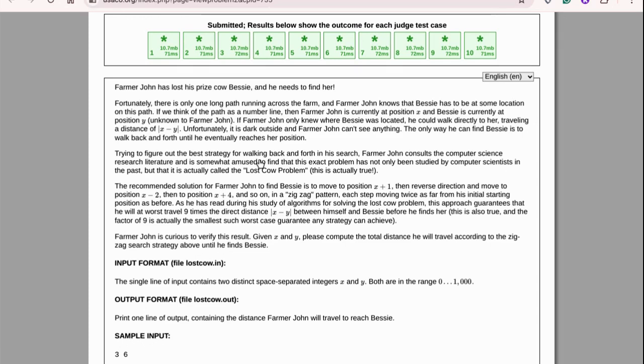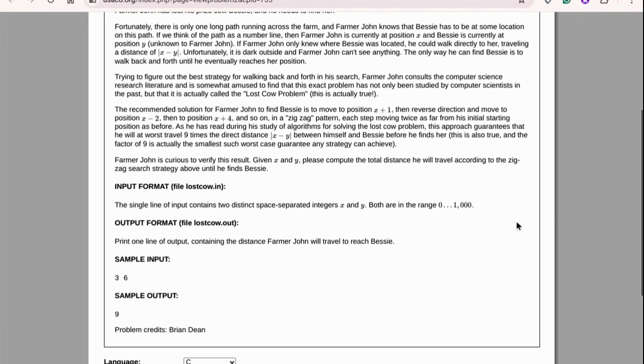Trying to figure out the best strategy for walking back and forth in his search, Farmer John consults the computer science research literature and is somewhat amused to find that this exact problem has not only been studied by computer scientists in the past, but is actually called the Lost Cow problem. The recommended solution for Farmer John to find Bessie is to move to position X plus 1, then reverse direction and move to position X minus 2, then to position X plus 4, and so on in a zigzag pattern, each step moving twice as far from his initial starting position as before.